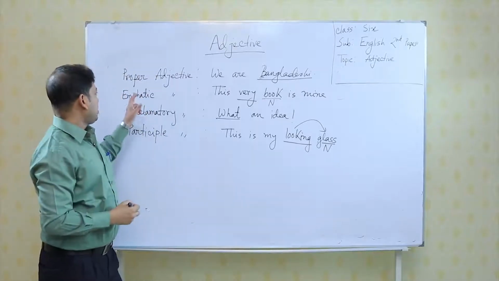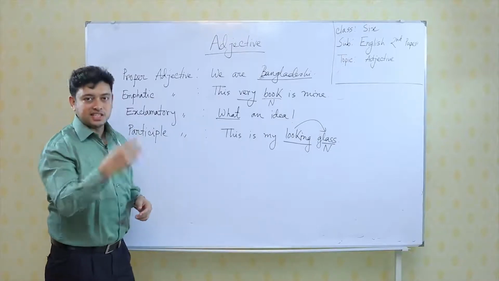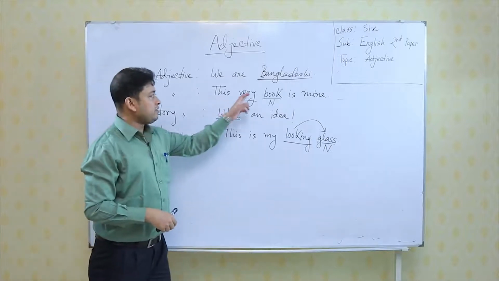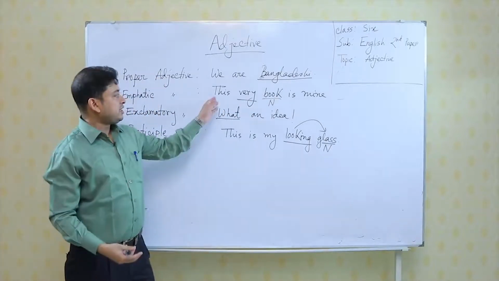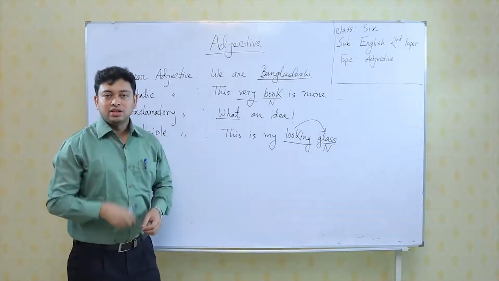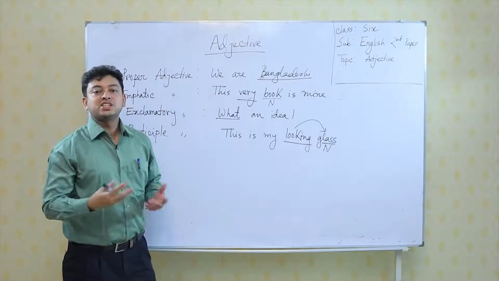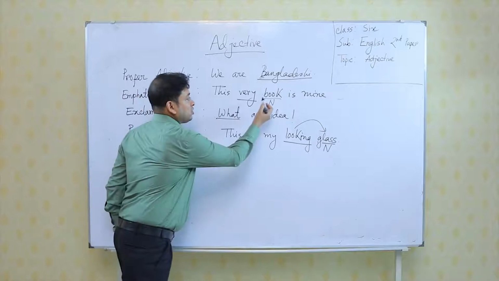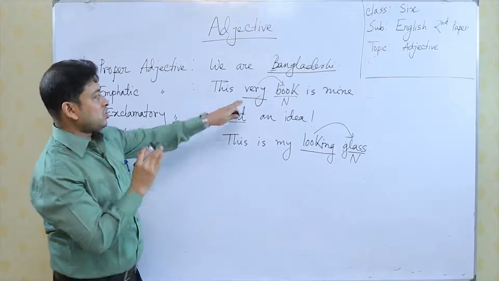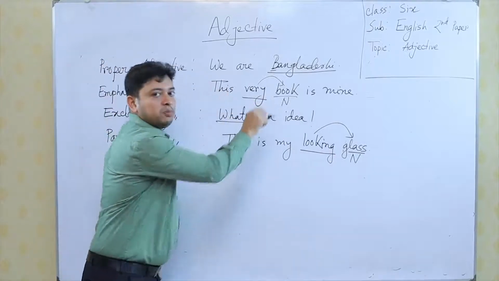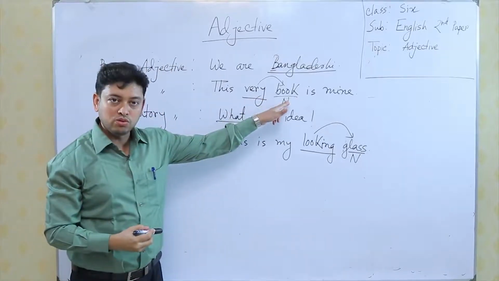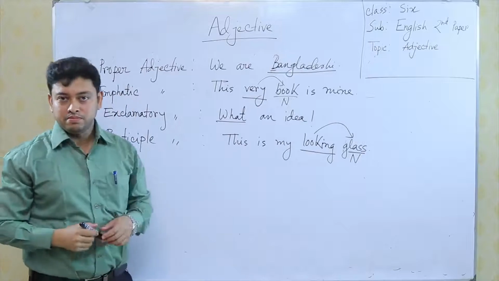Another adjective is emphatic adjective, because it is emphasizing. It is also known as emphasizing adjective. This very book is mine. If I say this book is mine, is correct. But when I am saying this very book, that means I am giving more stress. More stress on what? More stress on book. So, students, this is very easy. Just focus on this. This very book, that means I am giving more stress on this word very, and the word is qualifying noun. So, it becomes emphatic adjective.